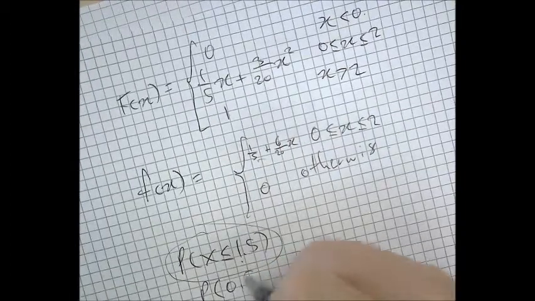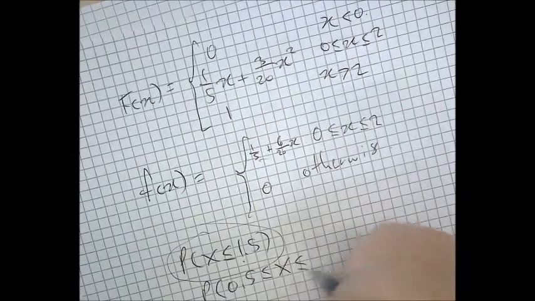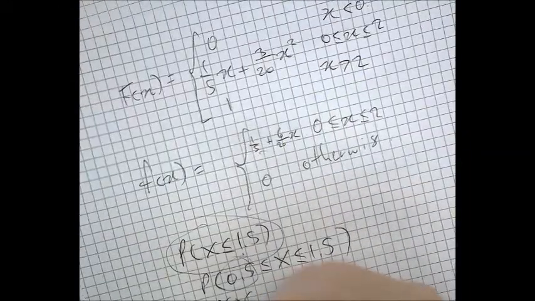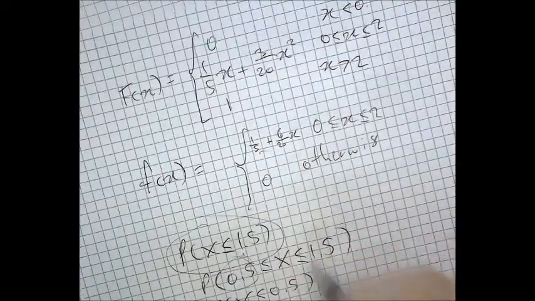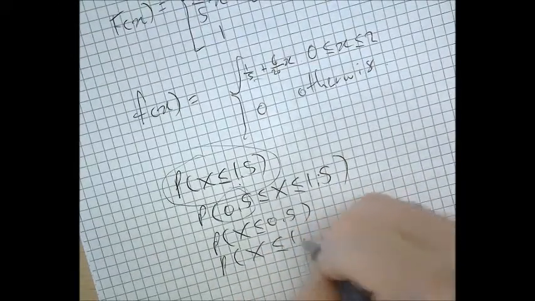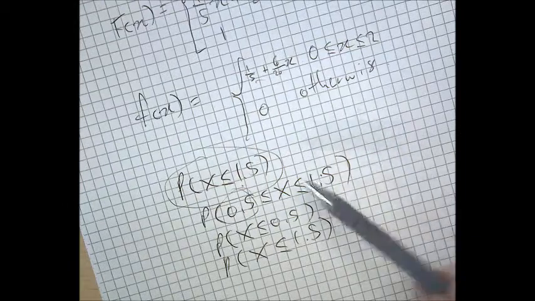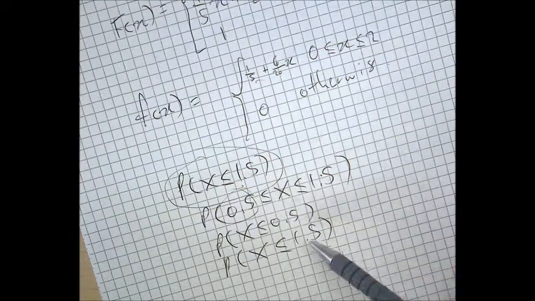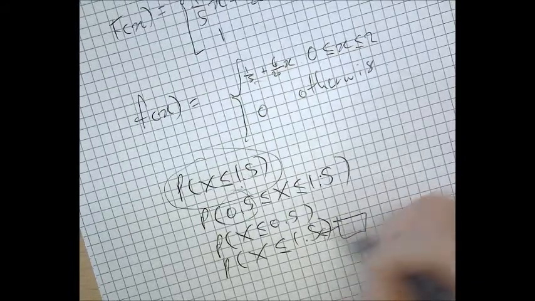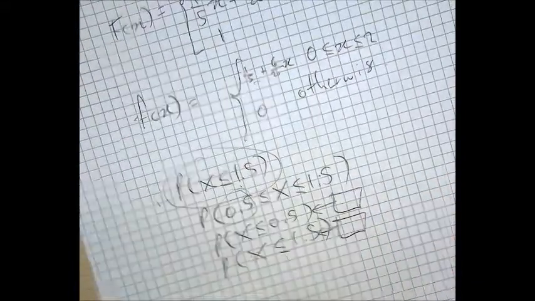What if they asked you to work out this? Substitute that in. That'll tell you the probability of being less than 0.5. Substitute that in. That'll tell you the probability of being less than 1.5. So the probability of being between 0.5 and 1.5 will be this figure minus this figure. Okay?